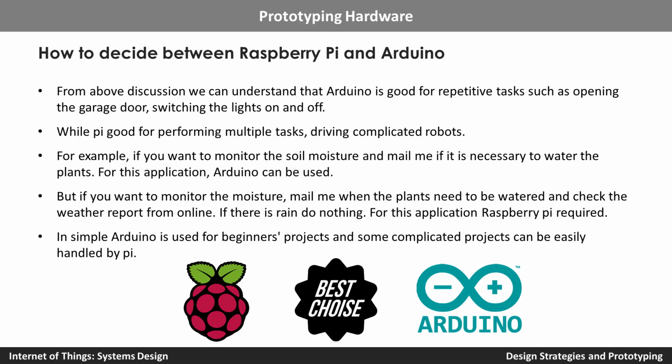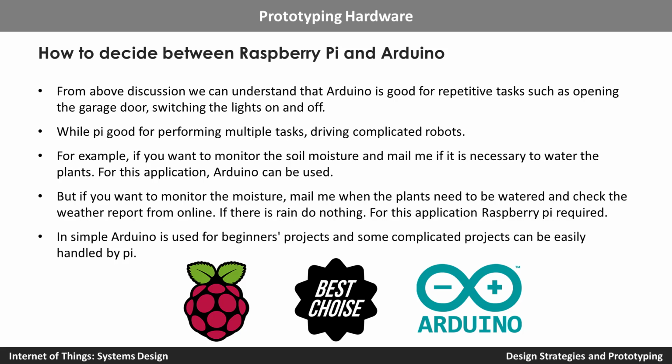For example, if you want to monitor the soil moisture and send me an email if it is necessary to water the plants, perhaps you can use Arduino. That is the best choice because it is connected to a sensor and just sends an email.